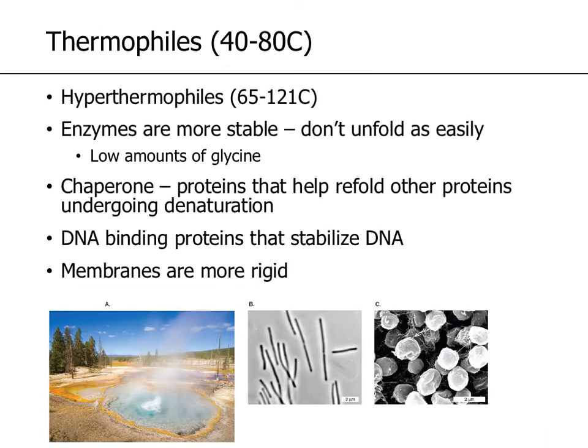On the other extreme, the thermophiles and the hyperthermophiles, now we're thinking about the opposite direction, right? These enzymes have to be more stable because you don't want them to denature. How they can do that is they can change, again, the amino acid composition. So you'll find that there are less glycines in the proteins for extremophiles.